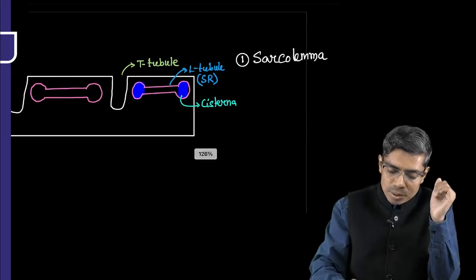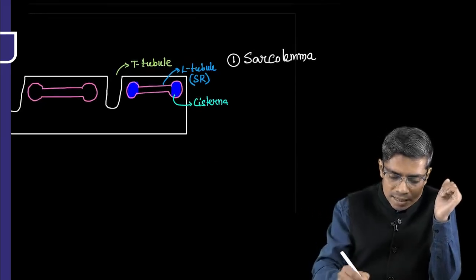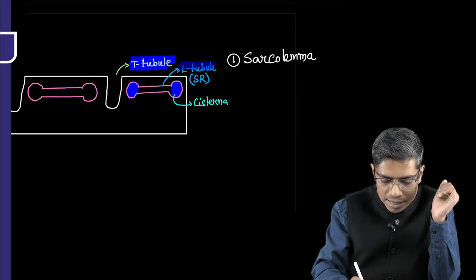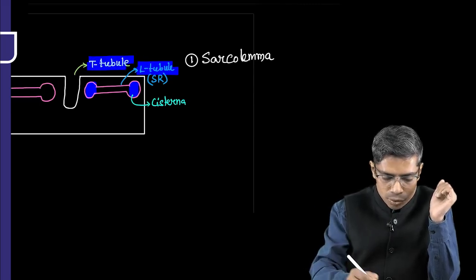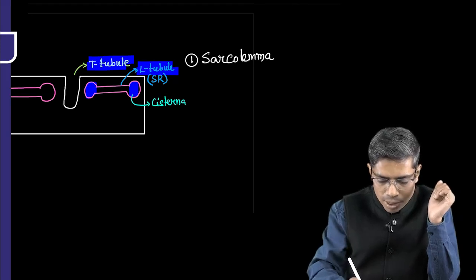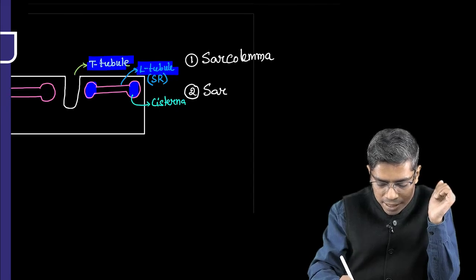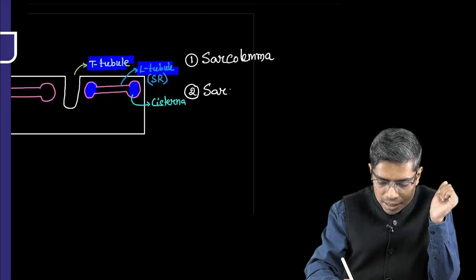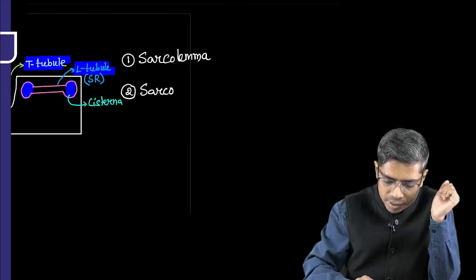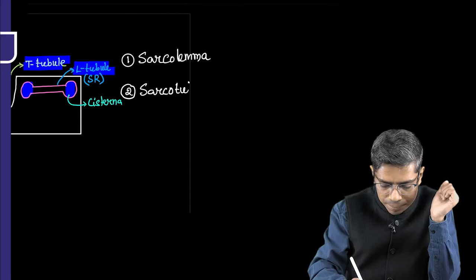Now the combination of these T tubules and L tubules, the combination of these two structures, is known as the sarcotubular system. So the second layer of structure is the sarcotubular system.